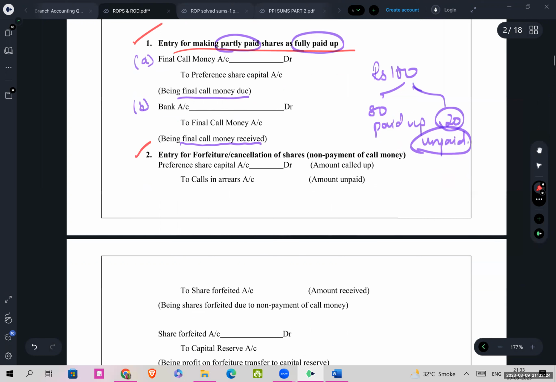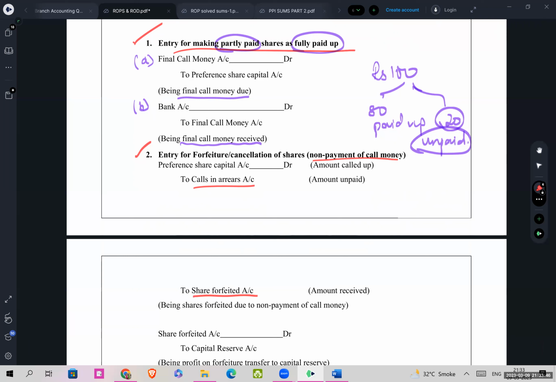Then we will pass entry for forfeiture or cancellation of shares, if any. And this is with respect to non-payment of call money. So preference share capital account debit to calls in arrears and to share forfeited account. Forfeiture comes into picture.